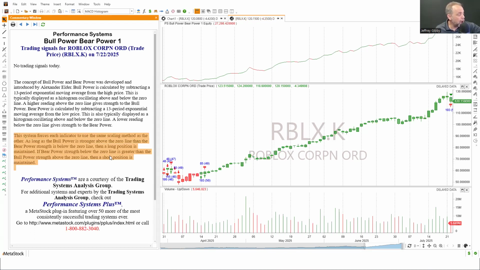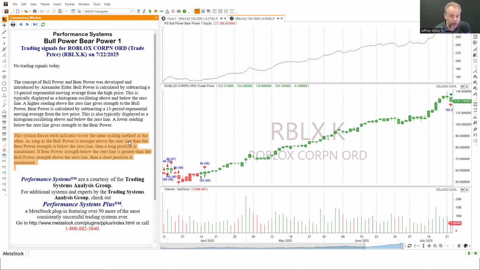As long as the bull power strength above the zero line is greater than the bear power strength below the zero line, you stay in a long position. If the bear power strength below the zero line is greater than the bull power strength above the zero line, then a short position is maintained. Pardon me. It's telling us exactly what this is.